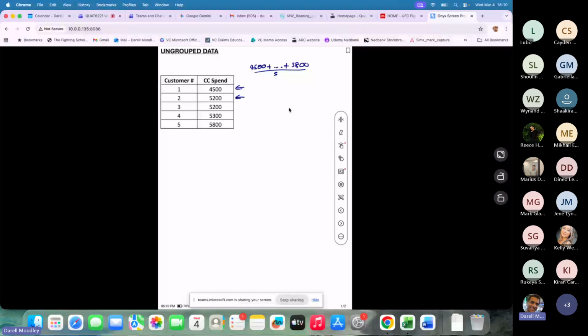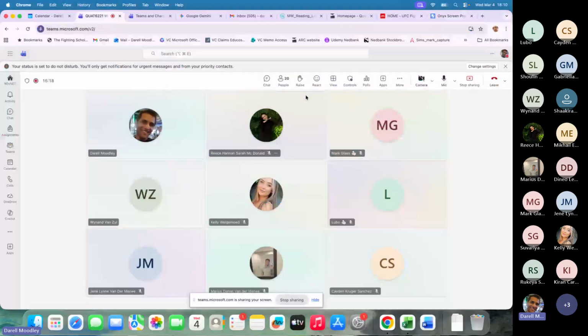Everyone have your calculator out, and I'm going to walk you through how to use the stats mode. The first thing you want to do with your calculator is switch it on, and you're going to set up the stats mode. I'm going to come back to the chat and check if anyone's stuck here.